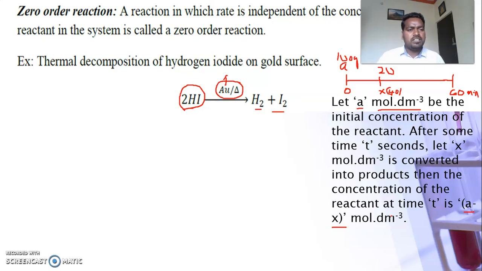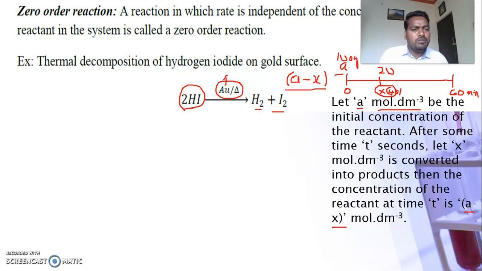Don't get confused, dear student. Here three terms will come. A is the initial concentration, X is the concentration of reactant which has reacted, and A minus X is the remaining concentration. Throughout this chapter we are going to derive more than 5 derivations. In all the 5 derivations we are going to keep the same terminologies: A, A minus X, X. A means initial concentration, X is the amount of reactant which has reacted, A minus X is nothing but the amount of reactant remaining after time t.